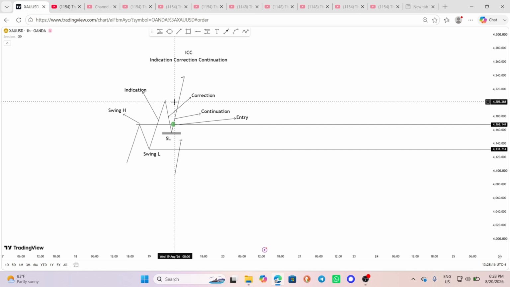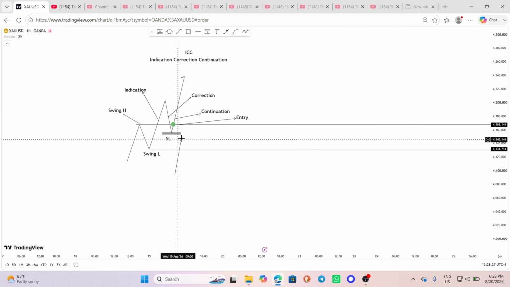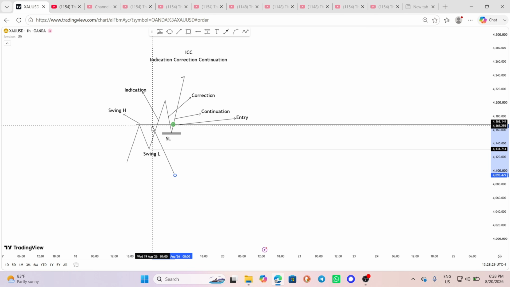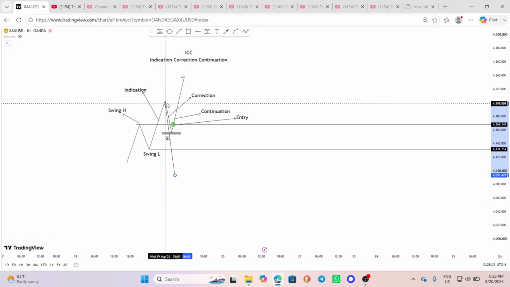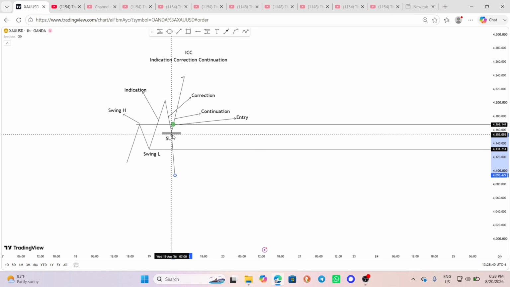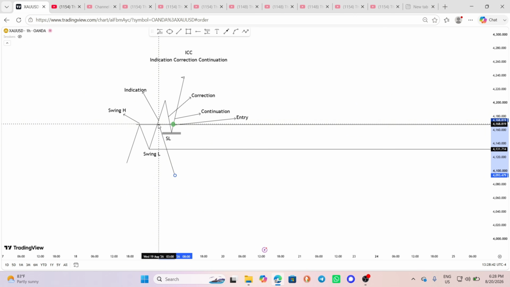So this is everything you got to know regarding ICC. Please keep it as simple as possible, as simple as you possibly can. Your indication: once price breaks above the swing high, boom, this is your indication. Once price starts coming back down to create another higher low, it's called the correction phase. Price is currently correcting, and then back above the level where you had your indication, this means price is going for the continuation. Here is where your entry comes from.